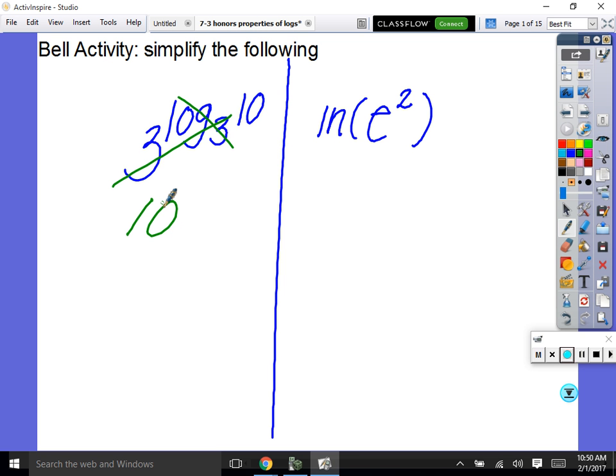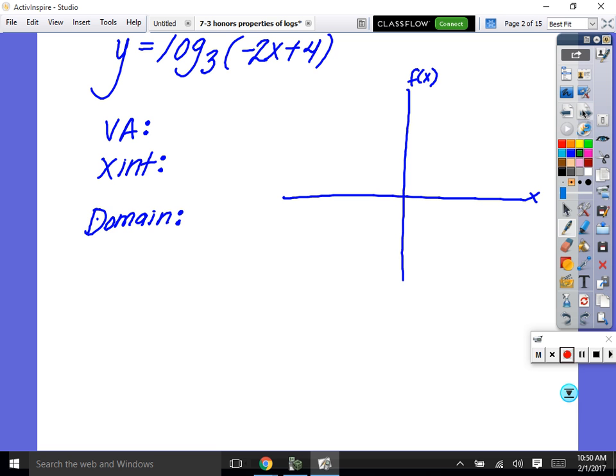Now ln and e are just exponentials. There's a natural log, which is the special exponential. Ln and e just undo each other. Exponentials undo logs, logs undo exponentials. So our answer was 2. Pretty straightforward here.